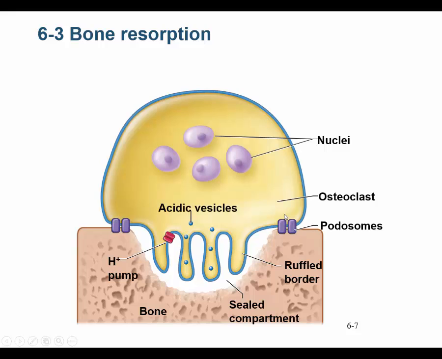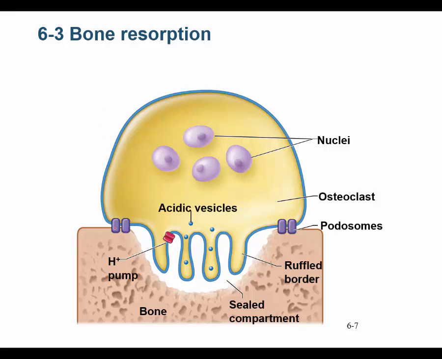Now, osteoclasts don't come from the same... Well, let me not talk about that yet. Let's talk about this picture first. How do I secrete lysosomal contents onto bone and not hurt the rest of... I mean, how do I digest one part of the bone and not the whole thing? How do I digest bone and not the ligaments? How do I digest bone and not the muscles attached to it?